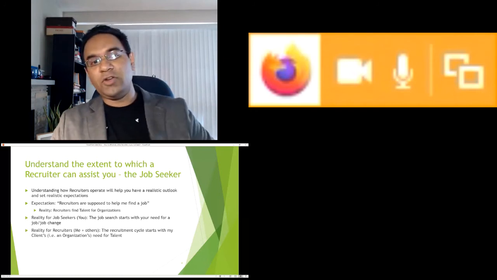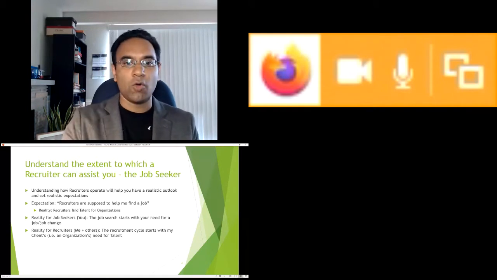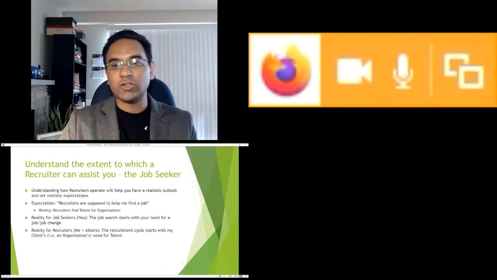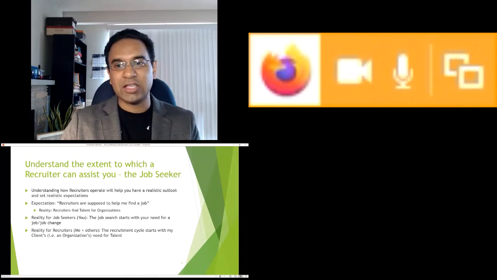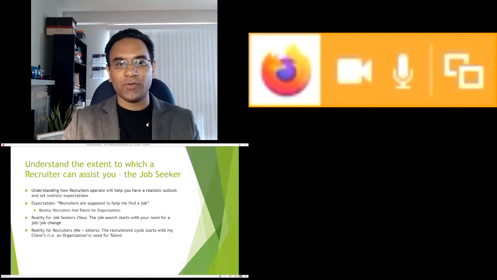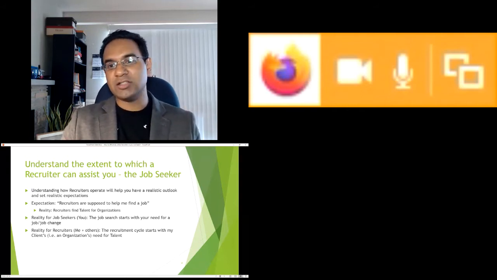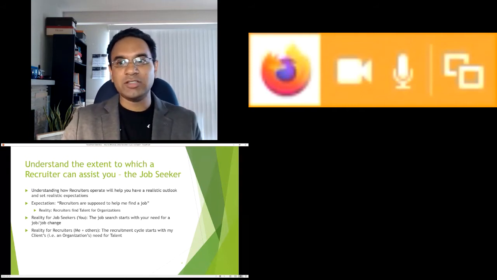For the recruiter, it's different, because the reality for recruiters, such as myself and other recruiters, staffing agency or corporate, is that the recruitment cycle starts with my clients, that is to say, an organization's need for talent. So you have two parties, and the whole thing starts from different parts of the process. For the job seeker, it's I need a job. For the recruiter, it's I need to find talent.